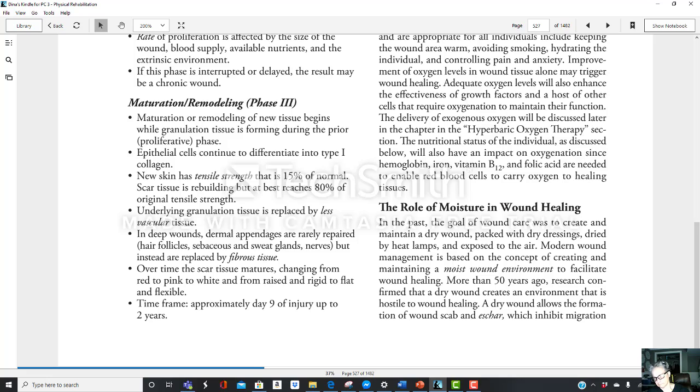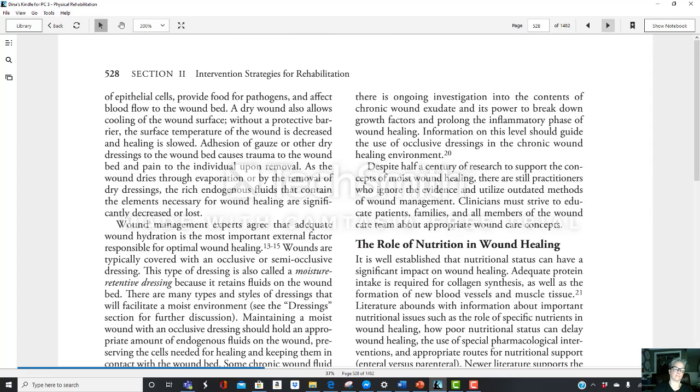A dry wound allows the formation of wound scab and eschar, which inhibit migration of epithelial cells, provide food for pathogens, and affect blood flow to the wound bed. A dry wound also allows cooling of the wound surface. Without a protective barrier, the surface temperature of the wound is decreased and healing is slowed.